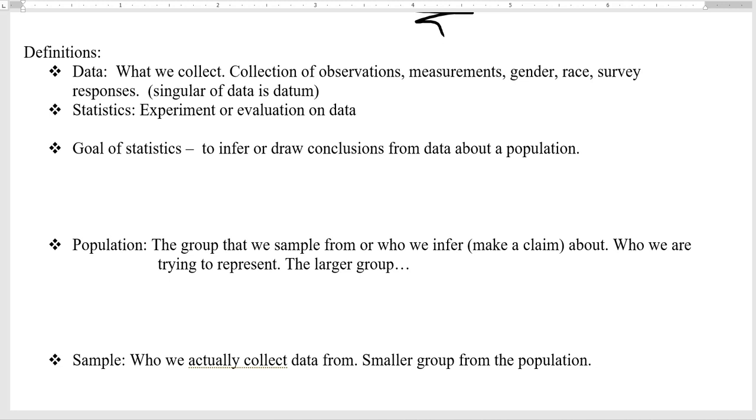Statistics is when we experiment or we evaluate on data. So people present data, we run statistics on it, we can evaluate that data. We collect data, we run a survey, we can write a conclusion. That's statistics. Whenever we experiment or evaluate data, we are doing statistics. The goal of statistics is we want to infer. We want to draw conclusions from the data. We want to be able to make claims. We want to be able to prove things. We want to be able to make connections, right? But without bias is the key, though. And so there are going to be things that we're looking at to try to minimize the bias.